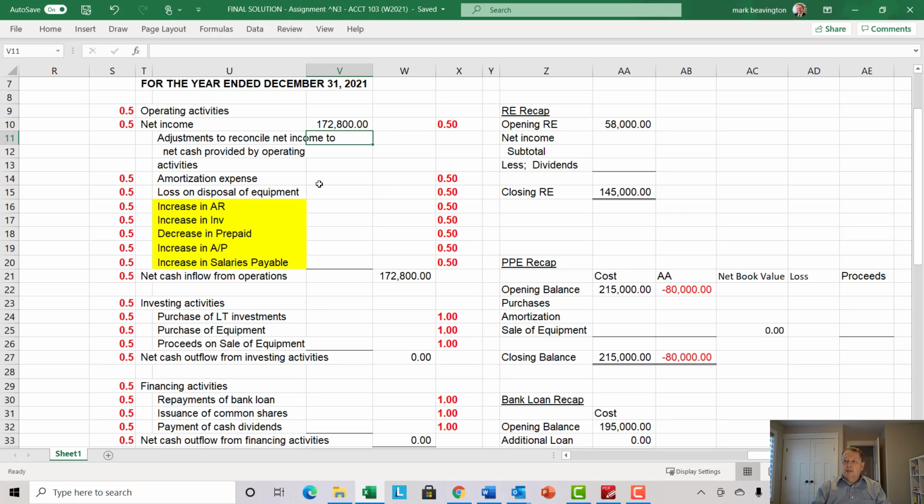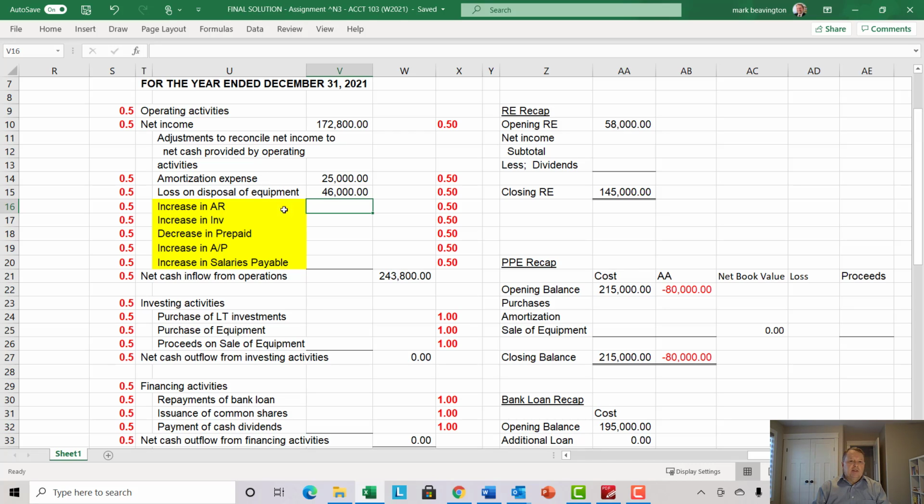And then we look at the amortization expense, which again was given to you. So in the operating activities, we add back the $25,000 amortization expense and the loss on disposal of equipment. Those two specifically needed to be added back.